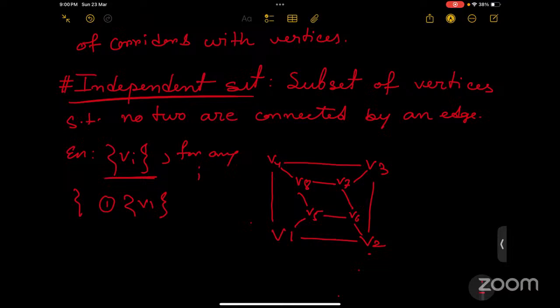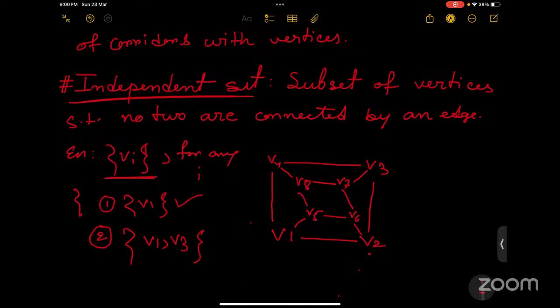Yes. So in a set of 8 vertices, you have chosen a singleton, but I can choose V1, V2, anything. You can take any subset. But in that case, there is a connection between V1 and V2, so this will not be independent. But if I take V1 and V3, it will be an independent set. And if I take only V1, it will also be an independent set.